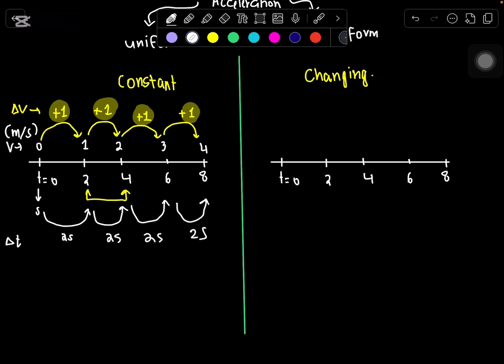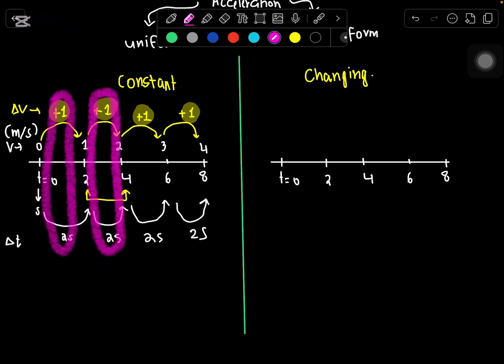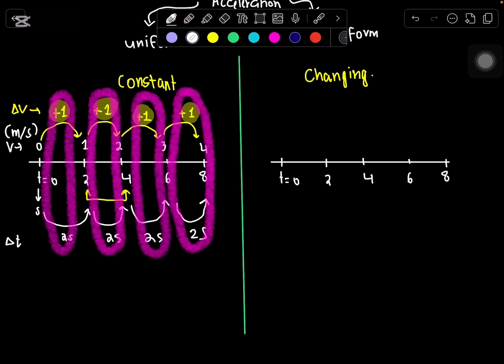So if I found out the acceleration in all of these intervals, in this interval, and then this interval, and then this interval, and finally the fourth interval, let's see what we get. In the first interval, acceleration is change in velocity divided by time. So your change in velocity was your number in yellow, which was 1. And what's the time? 2.